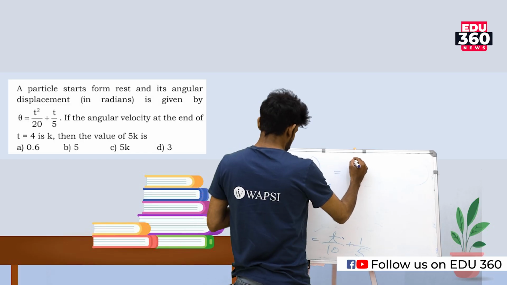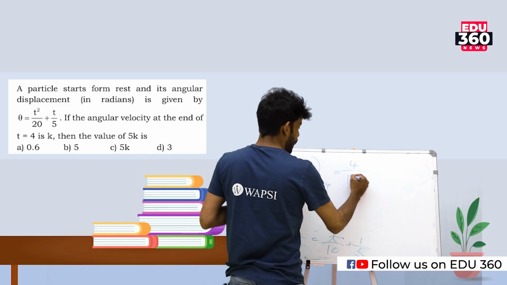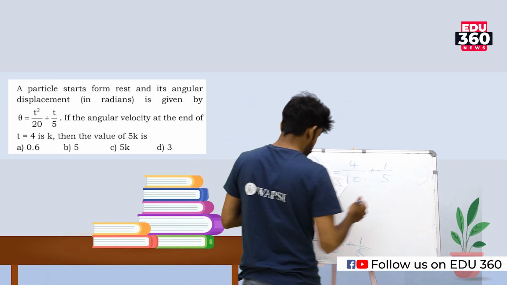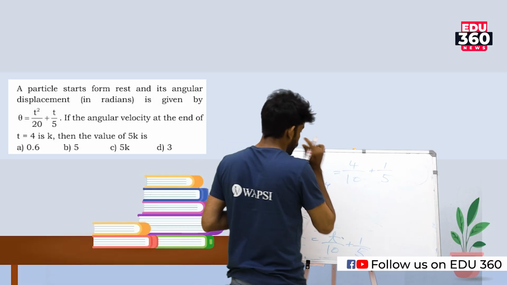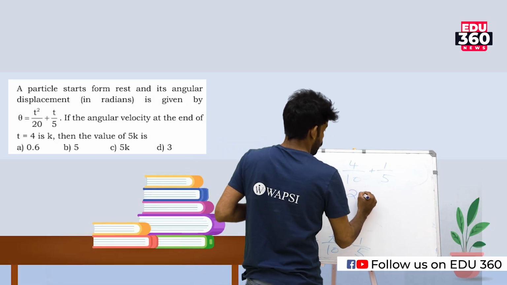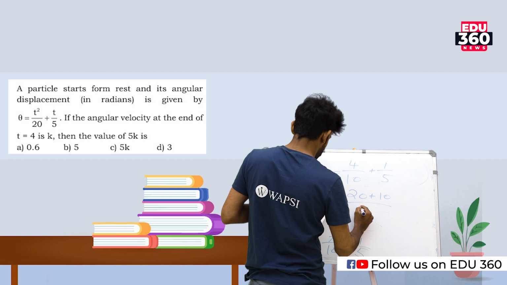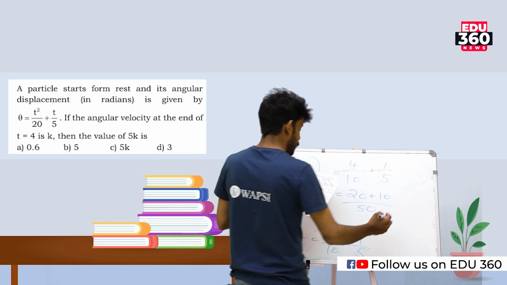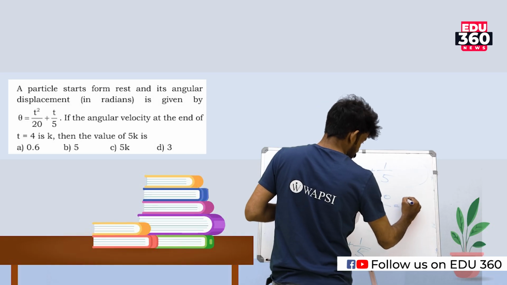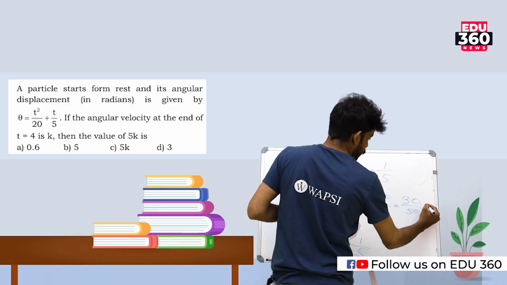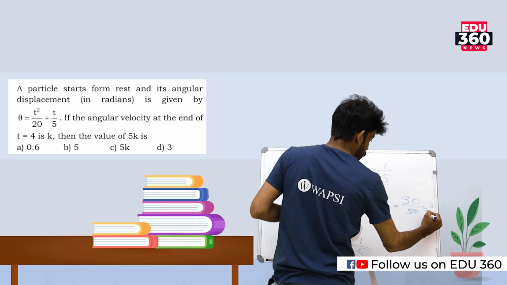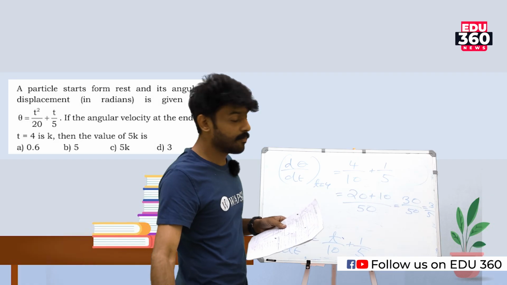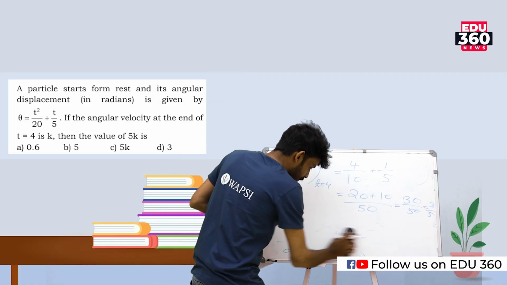That is 4 by 10 plus 1 by 5. So that is equal to, just cross multiply here, you will get 20 plus 10 divided by 50. So 30 by 50, 3 by 5. Okay, so d theta by dt at t is equal to 4, we will get 3 by 5.